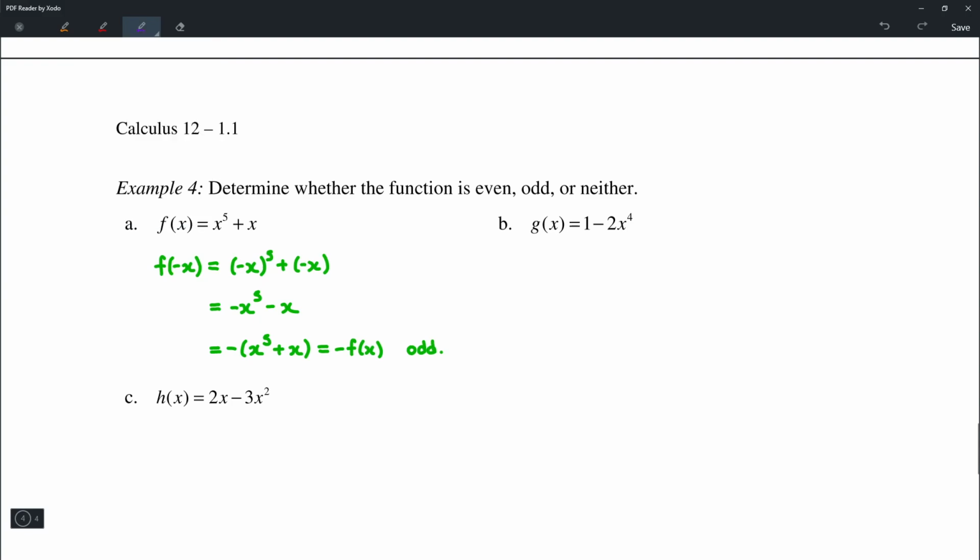Let's move on to the second one. So here we can find out what g of negative x is. So 1 minus 2 negative x to the 4th power. Negative x to the 4th power, of course, that's an even power. So we just have 1 minus 2 x to the 4th power, which of course is just g of x. And that will make this function even.